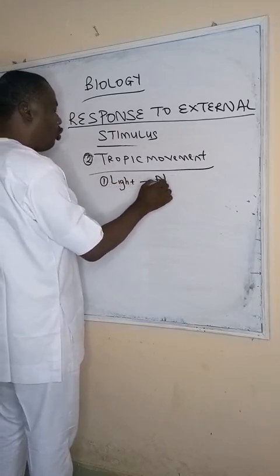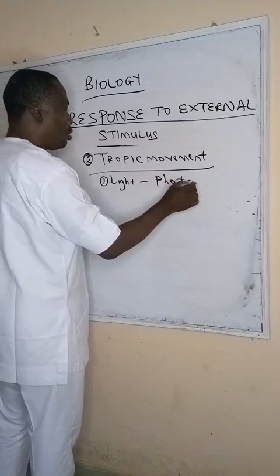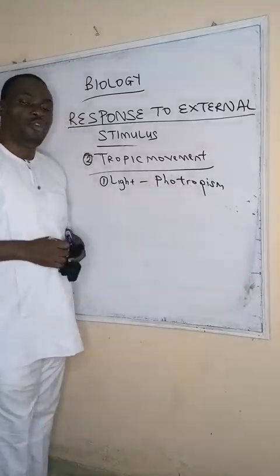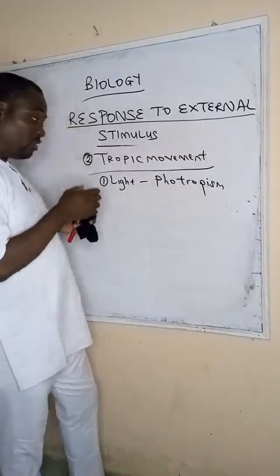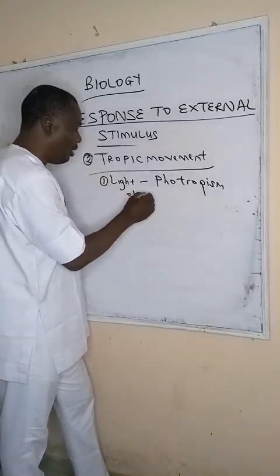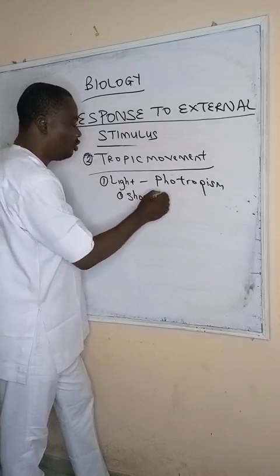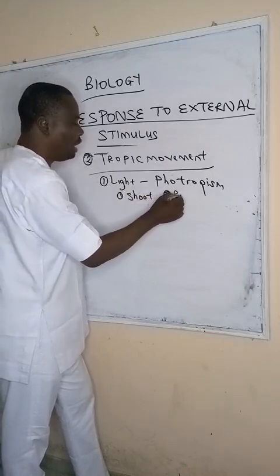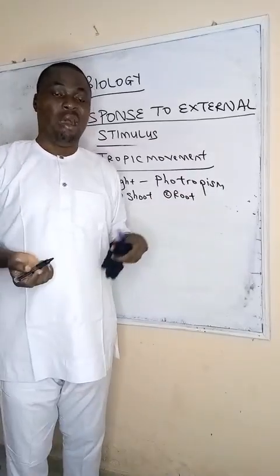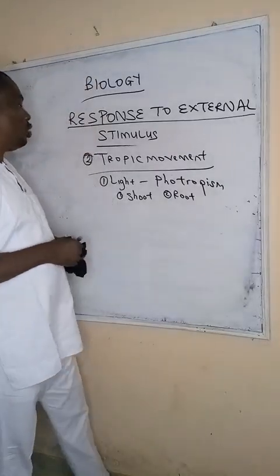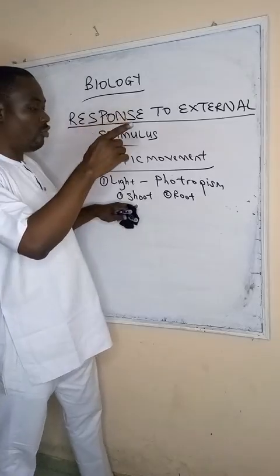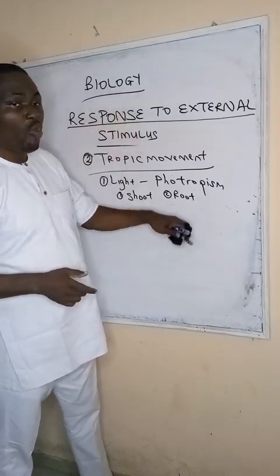This is called phototropism. Plants have two groups of parts: the shoots, the part of the plant above the ground, and the roots. The parts of the plant that show movements are the shoots and the roots. The shoots move towards the stimulus of light, while roots grow away from light.